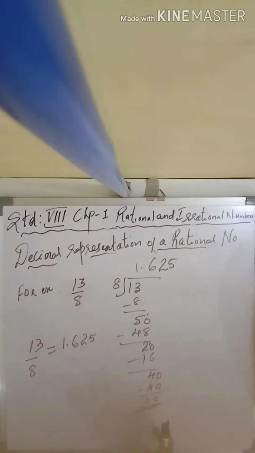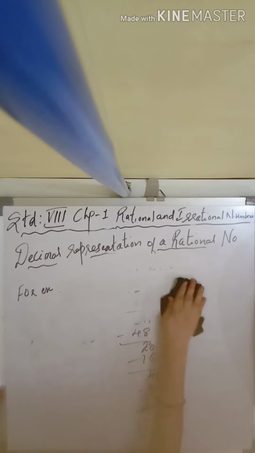So this type of form is called terminating decimal form. Whenever you divide a fraction, if you get the remainder 0, that means your division is getting terminated. So this is called terminating decimal form. Okay children, copy down. One more example we can go for, explaining terminating decimal form. Let's copy down.